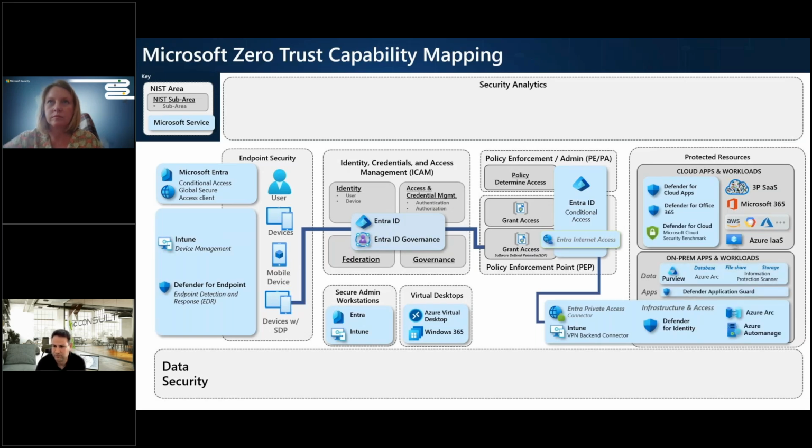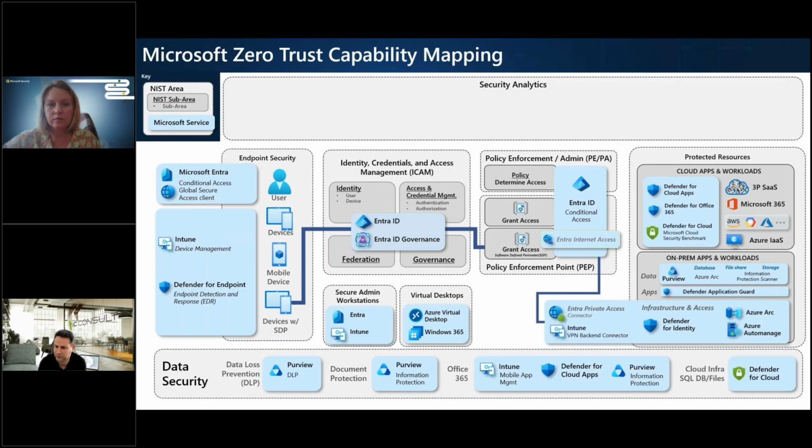From there, you can go over in direction of workloads and app protection. So, for example, you have the Defender for Cloud Apps and Defender for Office 365 that basically can protect your apps and your workloads. You have Defender for Cloud that you can use also to protect clouds of other cloud providers. So, for example, AWS or Google Cloud and things like that. And then for on-premise workload, you have Purview for data and Defender for application.